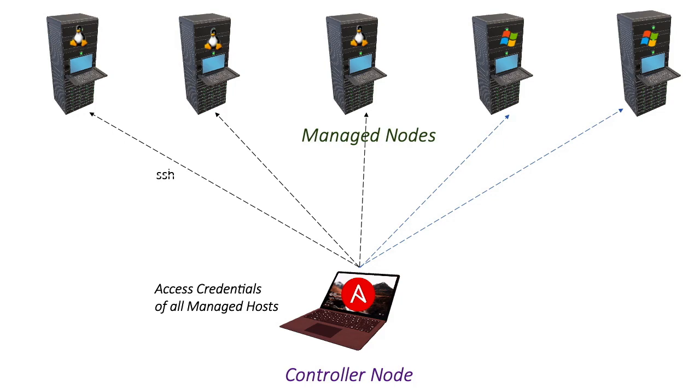To connect with Linux hosts, Ansible uses the SSH protocol, and to connect with Windows, WinRM or Windows Remote Management protocol is used. Once we have this setup in place, now we can move on to the working of Ansible.